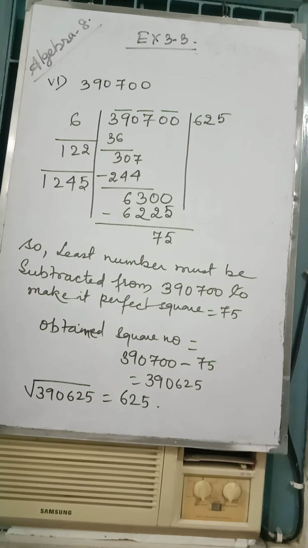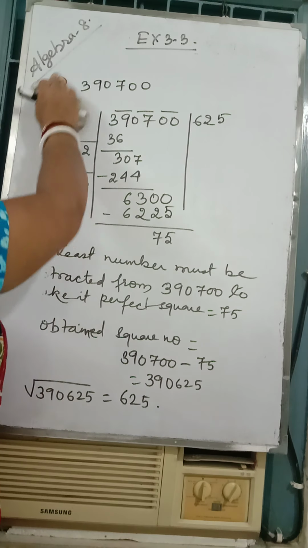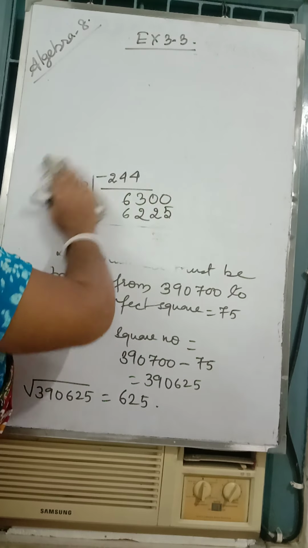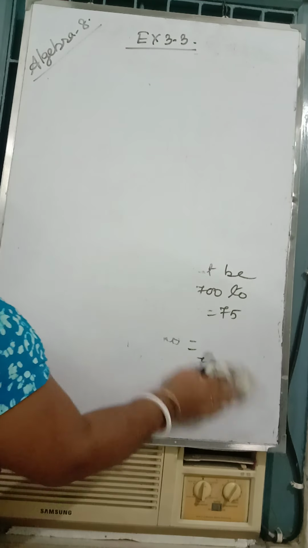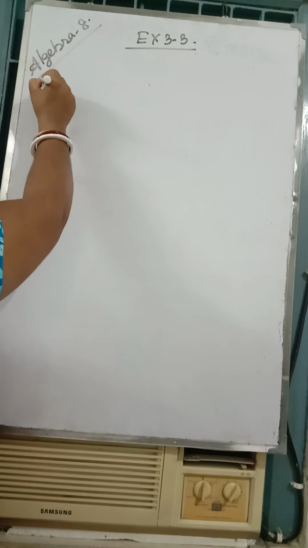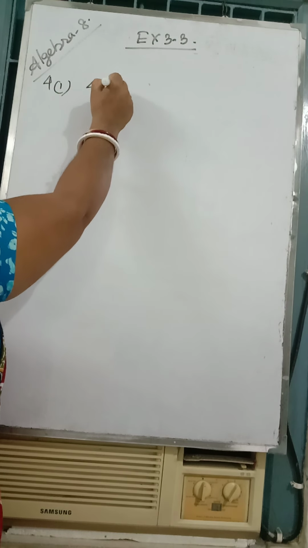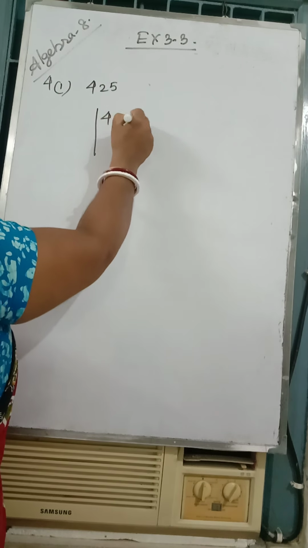Next it says what should be added. So in that case also we have to find the square root. Then we have to see what should be added. So let us see question number 4. The number is 425. So we'll get the square root of 425.